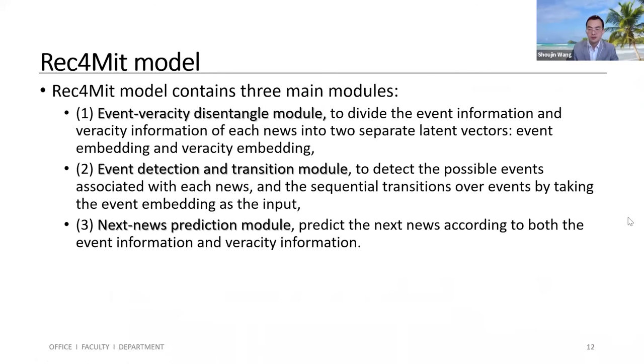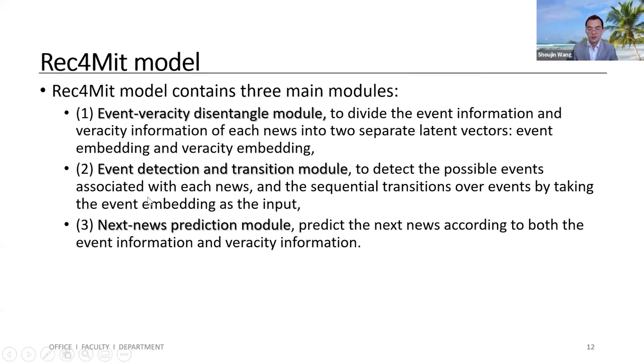So to achieve this goal, we propose a novel model called RIC for MIT, which is short for recommendation for fake news mitigation. This model contains three main modules. The first one is the event veracity disentangle module, to divide the event information and the veracity information of each news into two separate latent vectors, that is the event embedding and the veracity embedding.